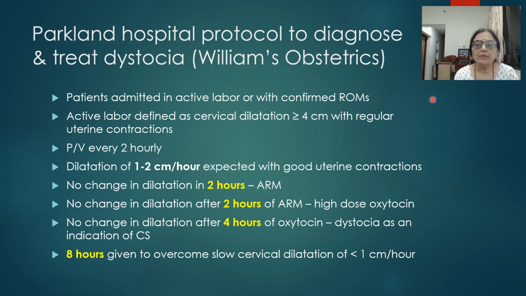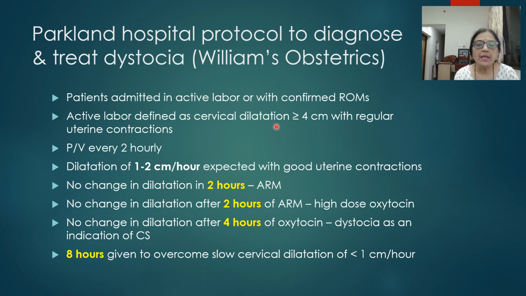Now this slide I have deliberately included from Williams Obstetrics as the Parkland Hospital Protocol to Diagnose and Treat Dystocia, because I want all of us to have similar institutional protocols of our own to manage labor. Their protocol is that they admit patients whenever the patient is in active labor or with confirmed rupture of membranes. They are not admitting patients in the latent phase.